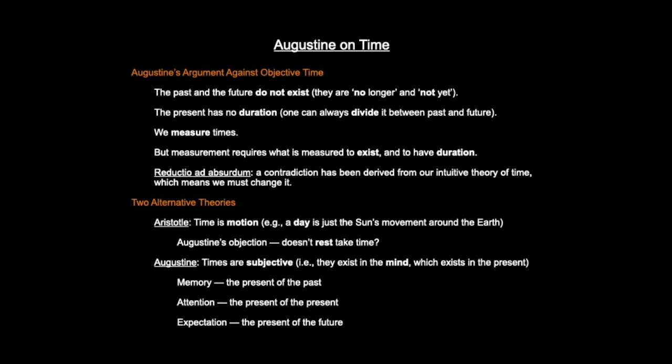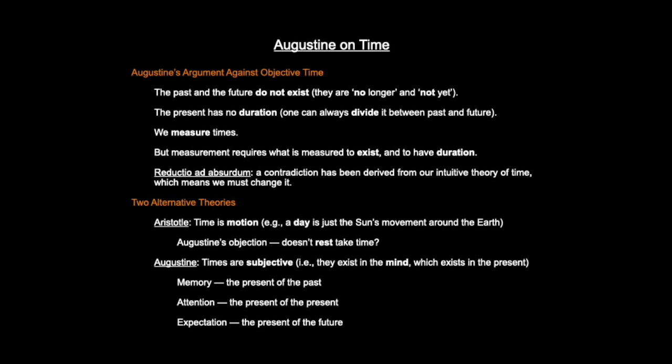Augustine's response to this is quite simple. He basically says, look, rest takes time. Things that don't change for a time. Not everything is constantly changing, and you can have different lengths of time in which something remains the same. If that's the case, then time can't be motion. Theoretically, nothing could change, and time would still go on.